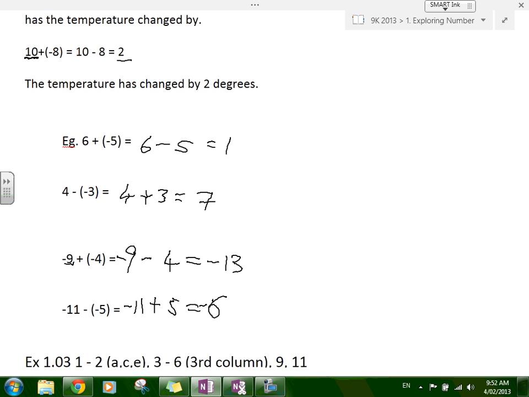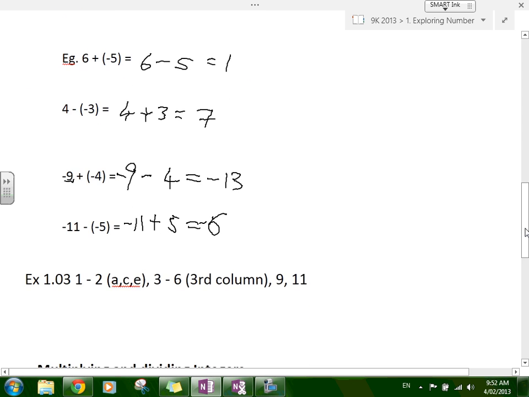Okay, so we're going to give it a go. I'll try to get through this next bit as well. So look at what questions you have here. We have exercise 1.03. So what this means is for questions 1 and 2, I just want you to do the 3 parts, A, C, and E. Okay? And then 3 to 6, just do the third column of questions. And then 9 and 11. I'm sure you can work that out.